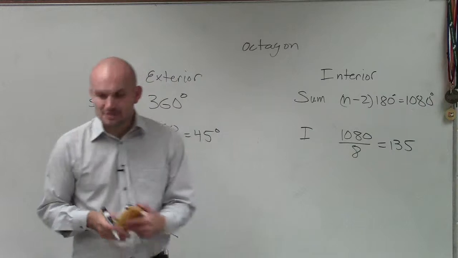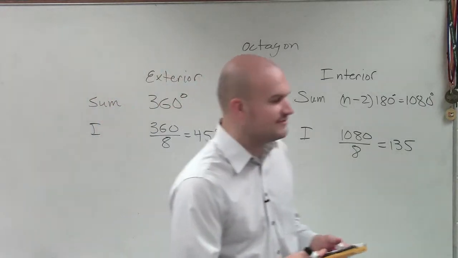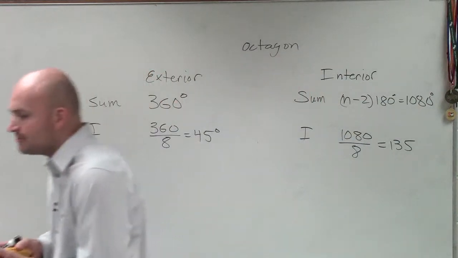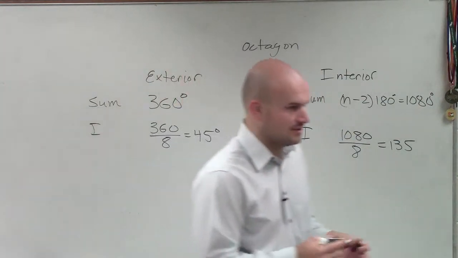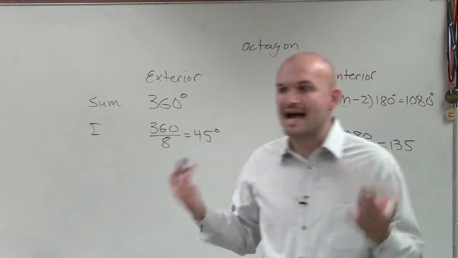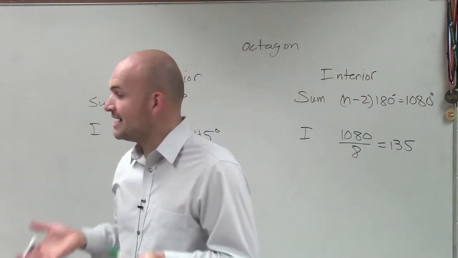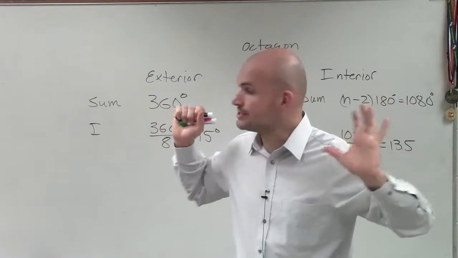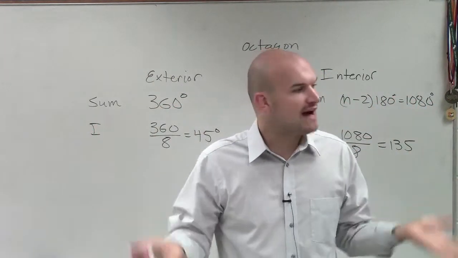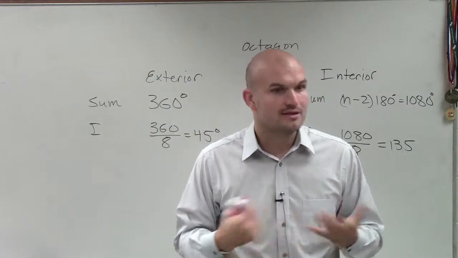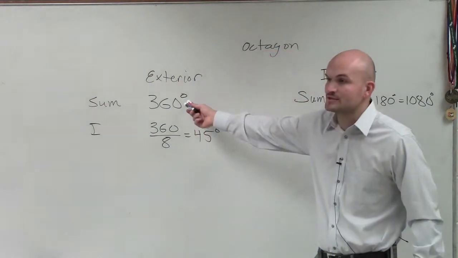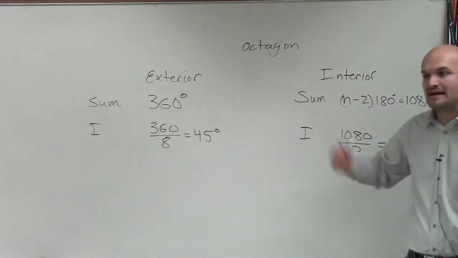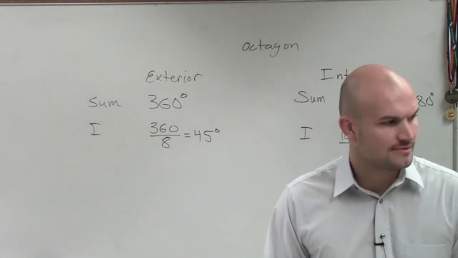OK? So ladies and gentlemen, when you're determining the measure of an individual angle, please listen to this. It doesn't matter if it's interior or exterior. The polygon has to be regular. But what you do is you take the sum, either the sum of exterior or the sum of interior, and then you always divide it by the number of sides. The difference is exterior, we always know the sum is 360. Interior, you have to apply the formula to find the sum. You just find the sum and then divide it by the number of sides. OK?